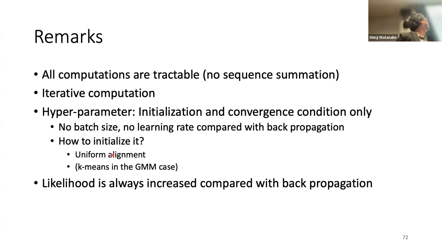So in our coding assignment, this is also the second most frequent question: how to initialize it. It's clearly mentioned in our write-up. We basically perform a uniform assignment for the HMM cases. This is not very bad as an initialization. And for the Gaussian mixture cases, we use k-means. This is also part of the assignment.